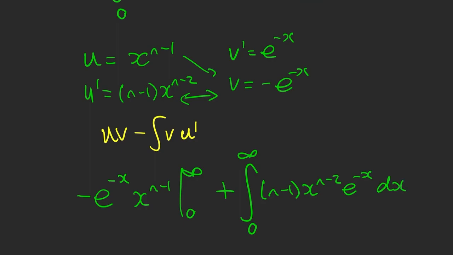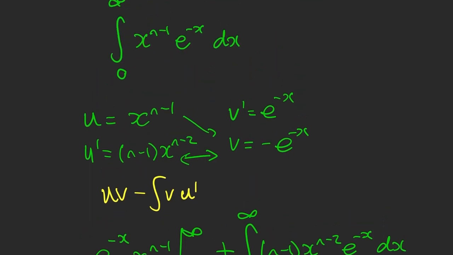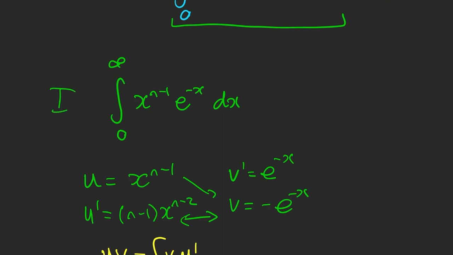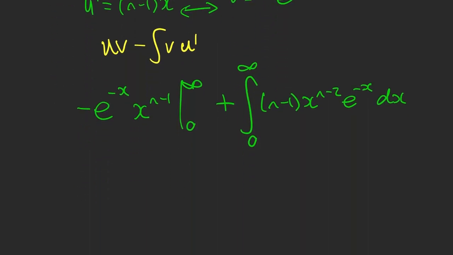Okay, so what's gone on here then? Let's define this integral to be I of n. So if this is I of n, yeah, that's fine. So I of n is equal to this integral. And I'll show you why we've done that.